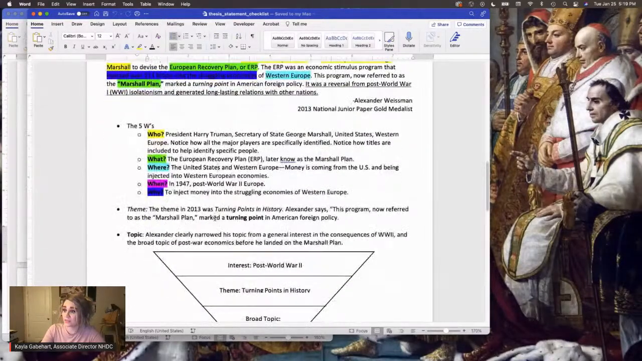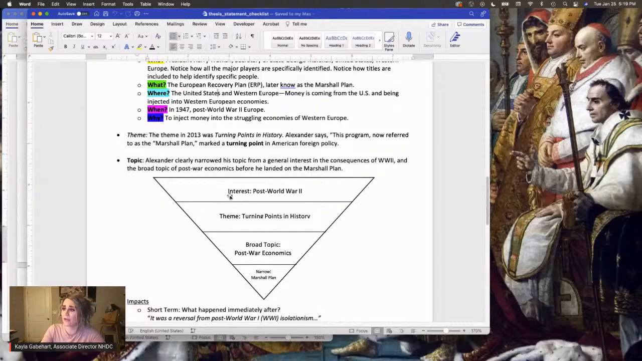And then the topic. This is how Alexander narrowed down his topic, okay? So his interest was post-World War II. He was interested in a lot of different things that happened after World War II. And so we used the theme to start narrowing that. Okay, what's a turning point that happened after World War II that we could start thinking about? And he was really interested in economics and what happened economically after World War II. And so with that, he decided to focus on the Marshall Plan, which is the topic of his thesis statement. So you can see how that narrowing activity goes.